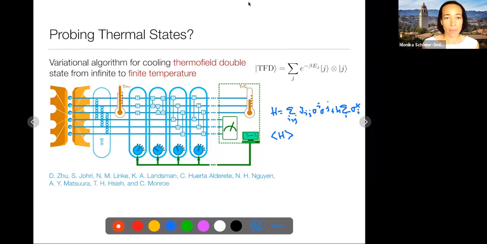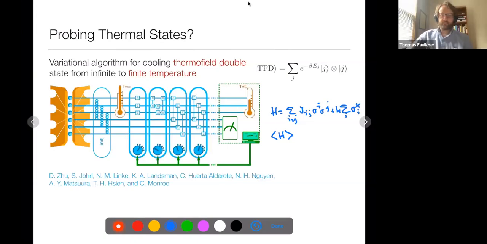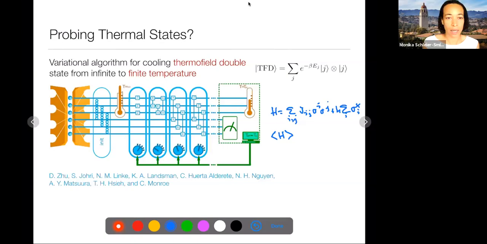And here they're using it, actually, they did a couple of things in this paper. So they used it to prepare low energy states at a critical point in this model, but also to prepare this thermofield double state. So, yeah. Cool. Other questions at that point?